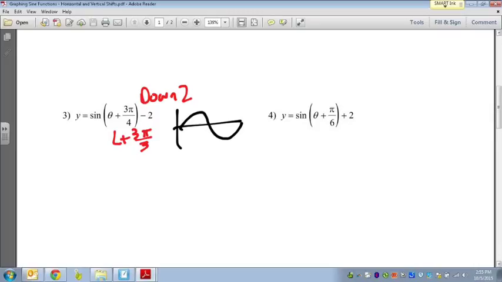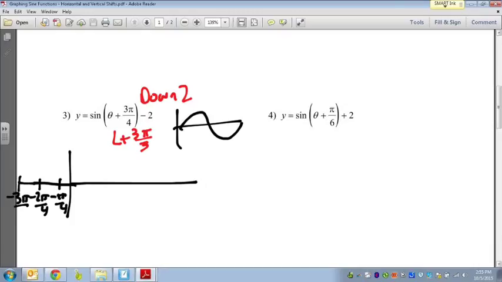So, let's go ahead and graph this here. So 3 pi over 4. So let's call this negative pi over 4. This is negative 2 pi over 4. And here is negative 3 pi over 4. Right? So we'll just go by fourths here. So my new starting place is at negative 3 pi over 4. But again, I have to find my new critical values starting at negative 3 pi over 4.